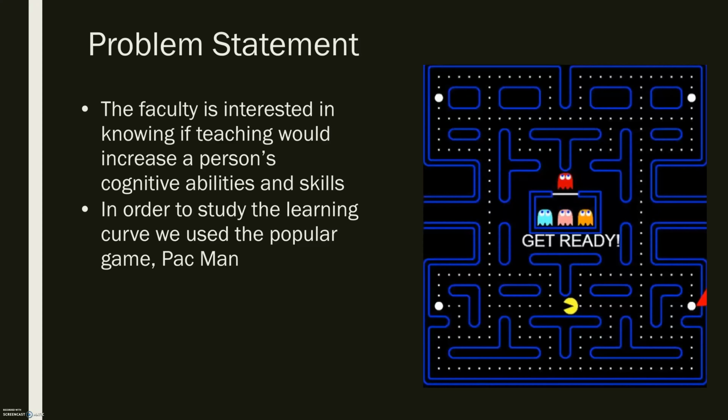So for our problem statement, the faculty is interested in knowing if teaching will increase a person's cognitive abilities and skills. And in order to study the learning curve, we use the popular game Pac-Man. We use it because it's an arcade game that was released in the 1980s, and the goal of this game is to eat the dots while trying to avoid the ghosts that wander around the maze.